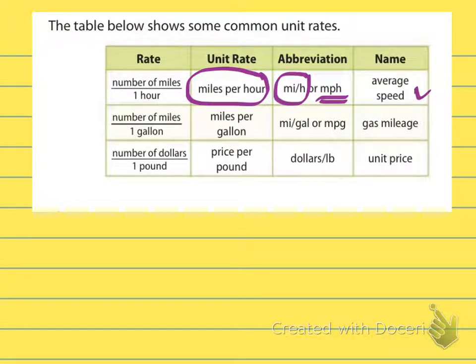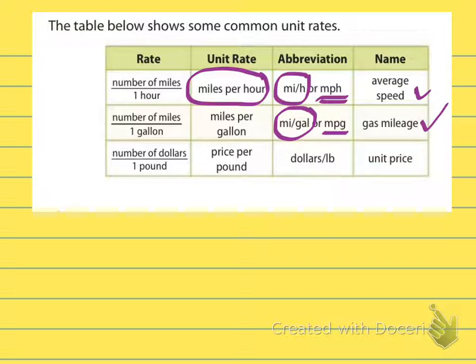The next one is the number of miles for 1 gallon. So it's how many miles per gallon. And you can see how that's written like that, MI/gal or MPG. And then it talks about gas mileage. A lot of people talk about vehicles and what their gas mileage is, because larger vehicles end up using more gas, and gas is very expensive. So this is really important when you're shopping for cars. You want to make sure you're getting a vehicle with good gas mileage, meaning if you were to put 1 gallon of gas in it, can you travel 10 miles on that 1 gallon of gas, or can you travel 30 miles on that 1 gallon of gas?